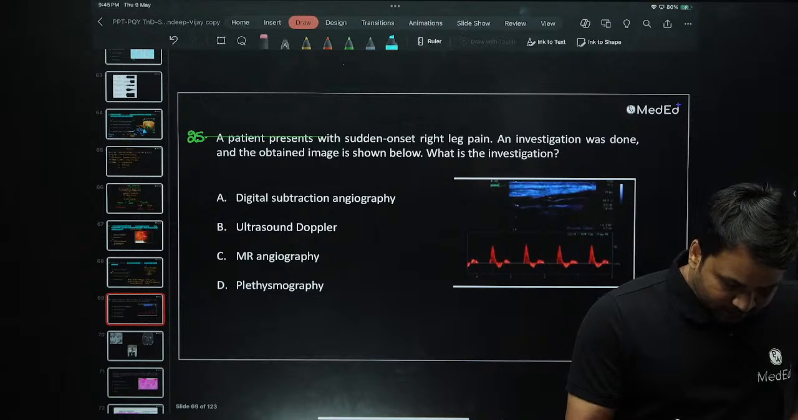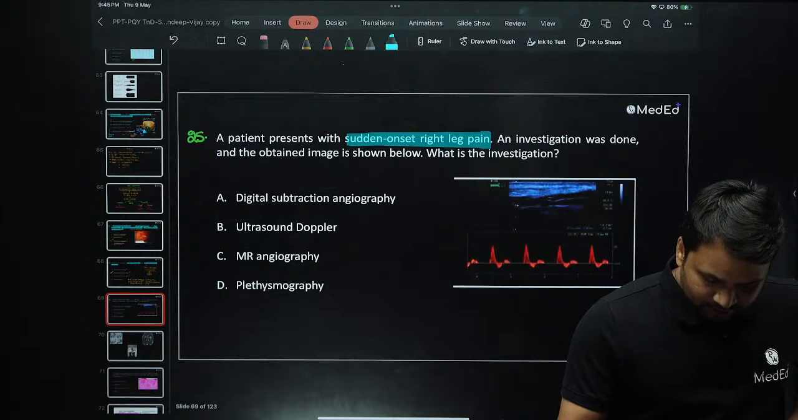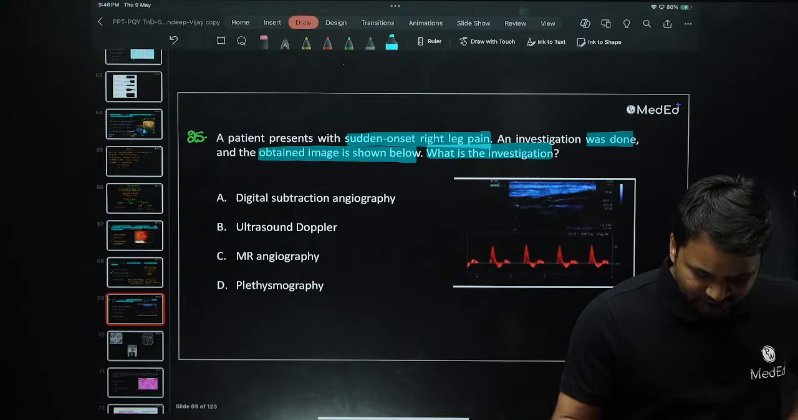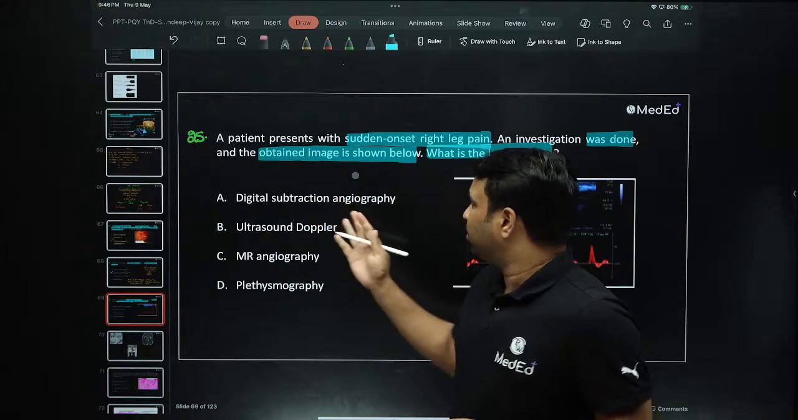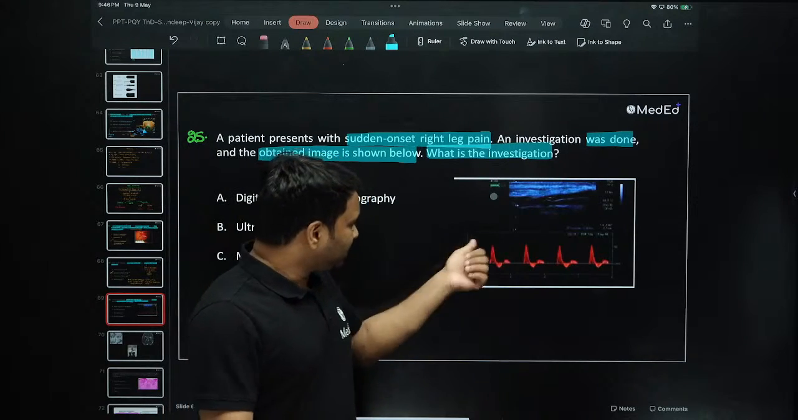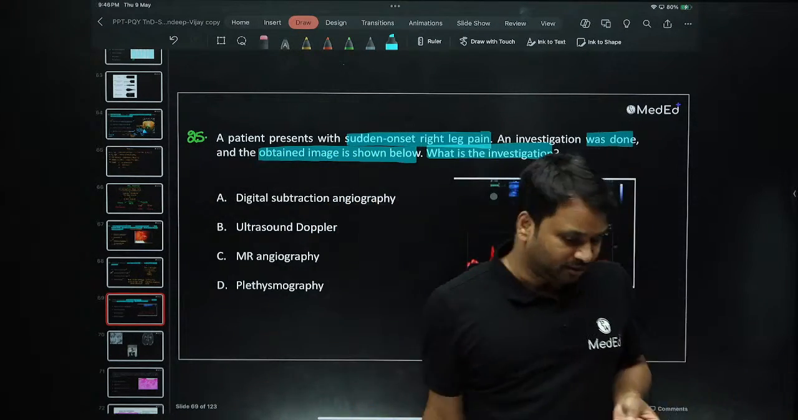I have a patient with sudden onset of right leg pain. Investigation was done and the image obtained is shown below. What is the investigation? You can see the wave pattern, and the ultrasound above. So here there is an ultrasound image, there is a wave pattern, it's a Doppler. You can see a triphasic pattern is there. Very good, triphasic, beautiful answer.